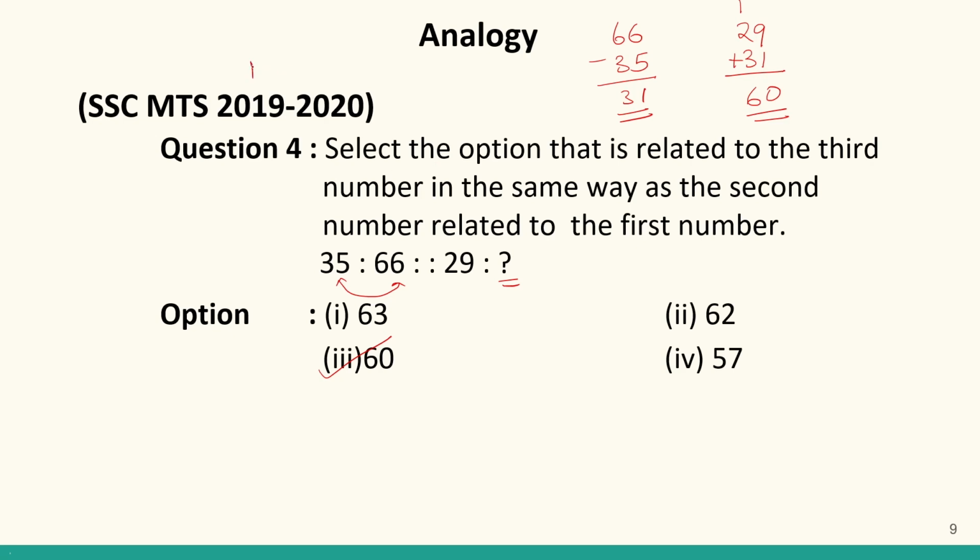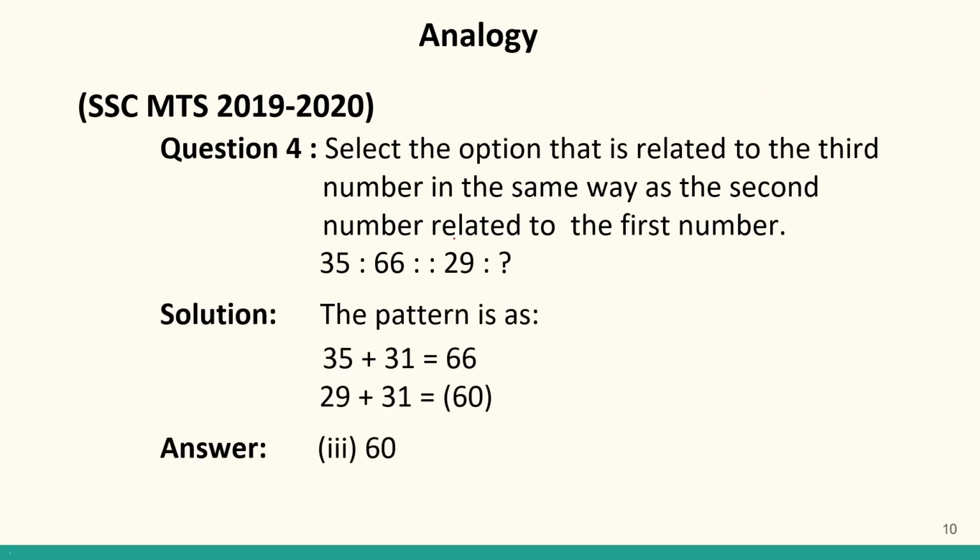This was a question of number analogy. So here you can see we are simply adding 31 to this element to find the next element. So simply the same over here. We are adding just 31.